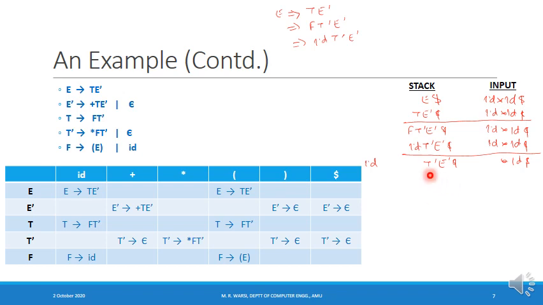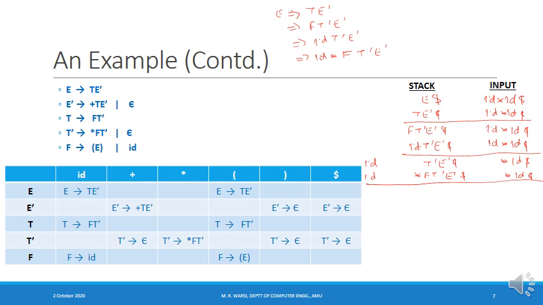Topmost stack alphabet is now T dash. Next input symbol is a star. I consult this location of the parsing table. T dash will now be expanded to star FT dash. So T dash is now expanded to star FT dash. In the derivation, this is the leftmost variable, and this has now been expanded to star FT dash. So now I obtain the sentential form ID star FT dash, and this part has already been matched.